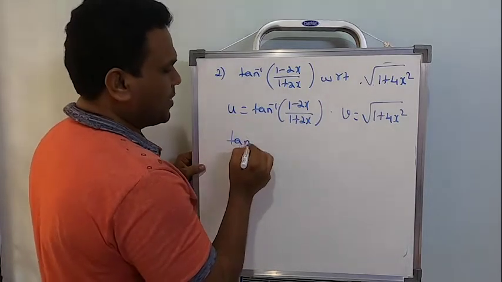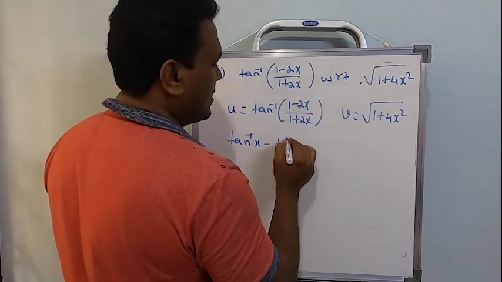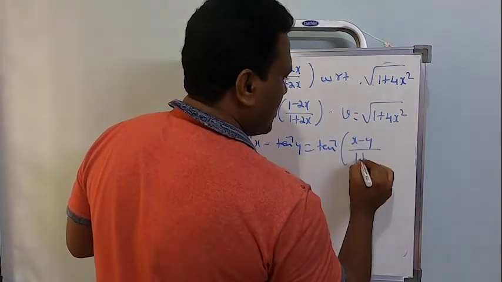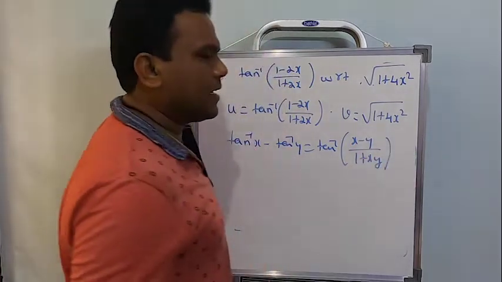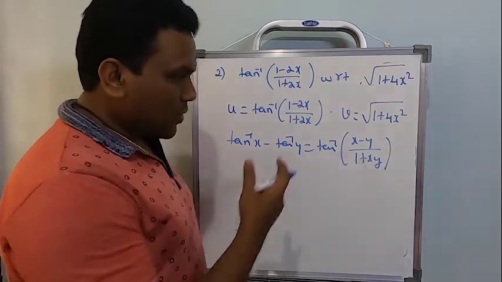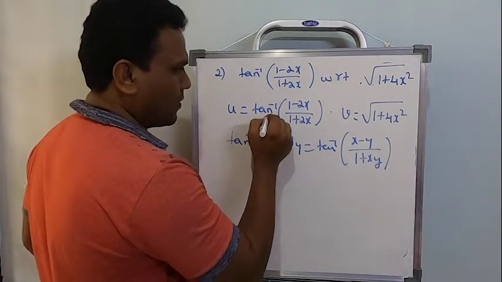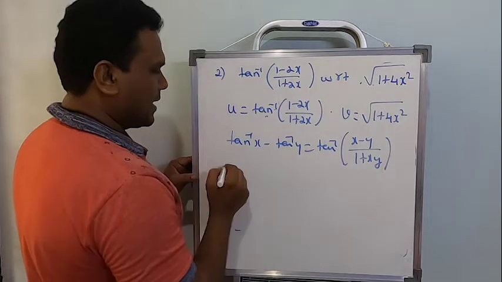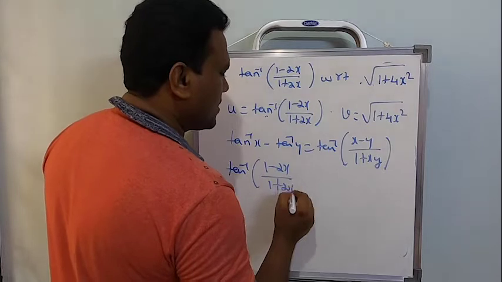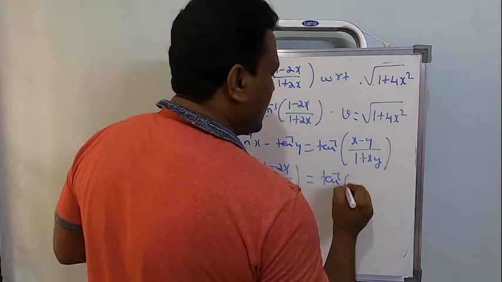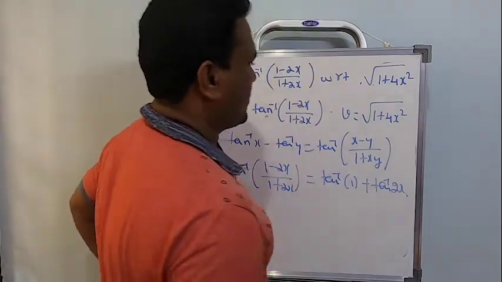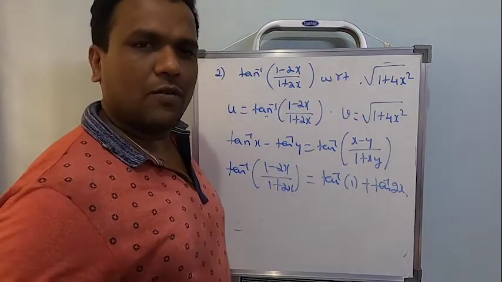So remember, tan inverse x minus tan inverse y can be written as tan inverse of (x minus y) by (1 plus xy). This you will study in inverse trigonometric functions. So for the time being, please make a note of this. If I use this formula, then tan inverse of (1 minus 2x) by (1 plus 2x) simply can be written as tan inverse of 1 minus tan inverse of 2x. We will study this formula later on in inverse trigonometric functions.